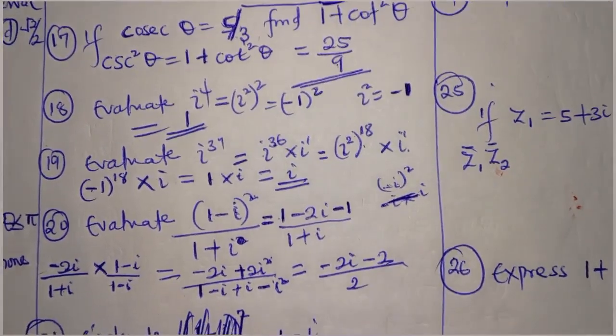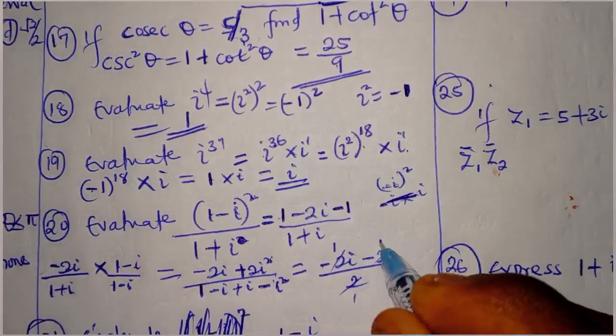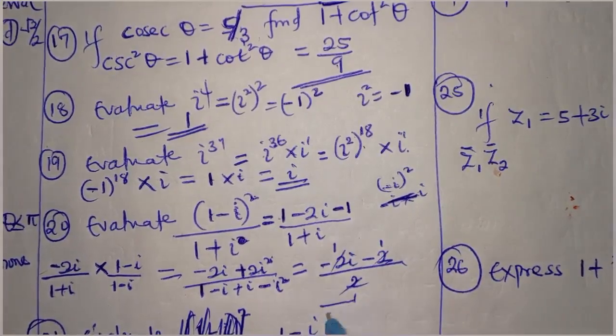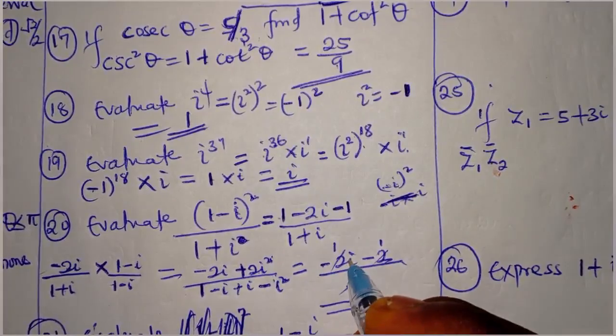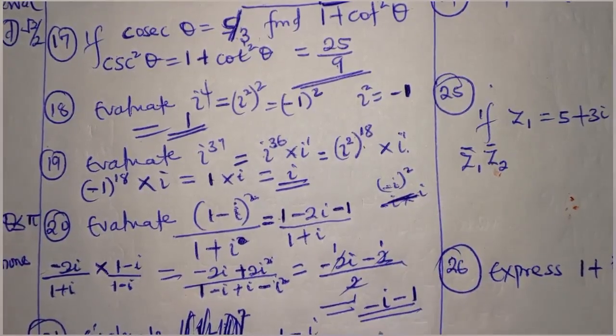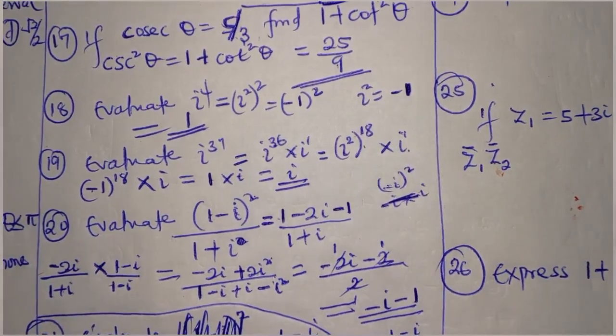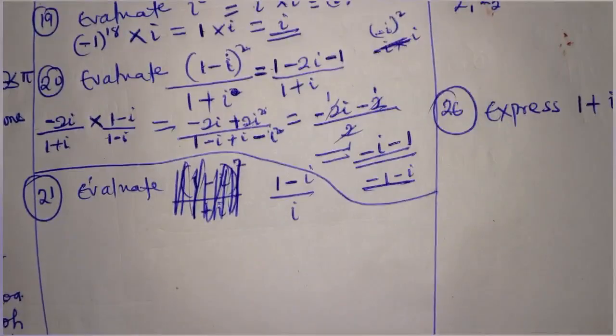So if I factor out 2, 2 will cancel 2 here, cancel 2 here. We are left with 1, 1. So this will now be equal to -1I, which is -I, -1. Or you can say -1 minus I. They are the same. So that's it for this particular problem.